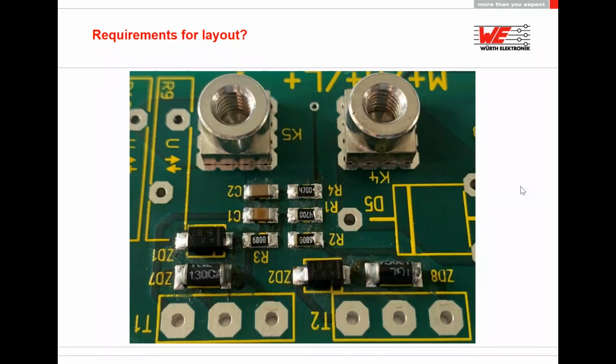Another very common question is, what are the requirements for the layout? First of all, we have other parts on the PCB, and we need to keep distance to them. We need to keep at least 3 millimeters from the edge of the via to other parts, and then you can already place SMT components like you see here. The same is true for the distance to the edge of the PCB. If you would have an edge here, we need to keep 3 millimeter distance to the edge of the PCB.